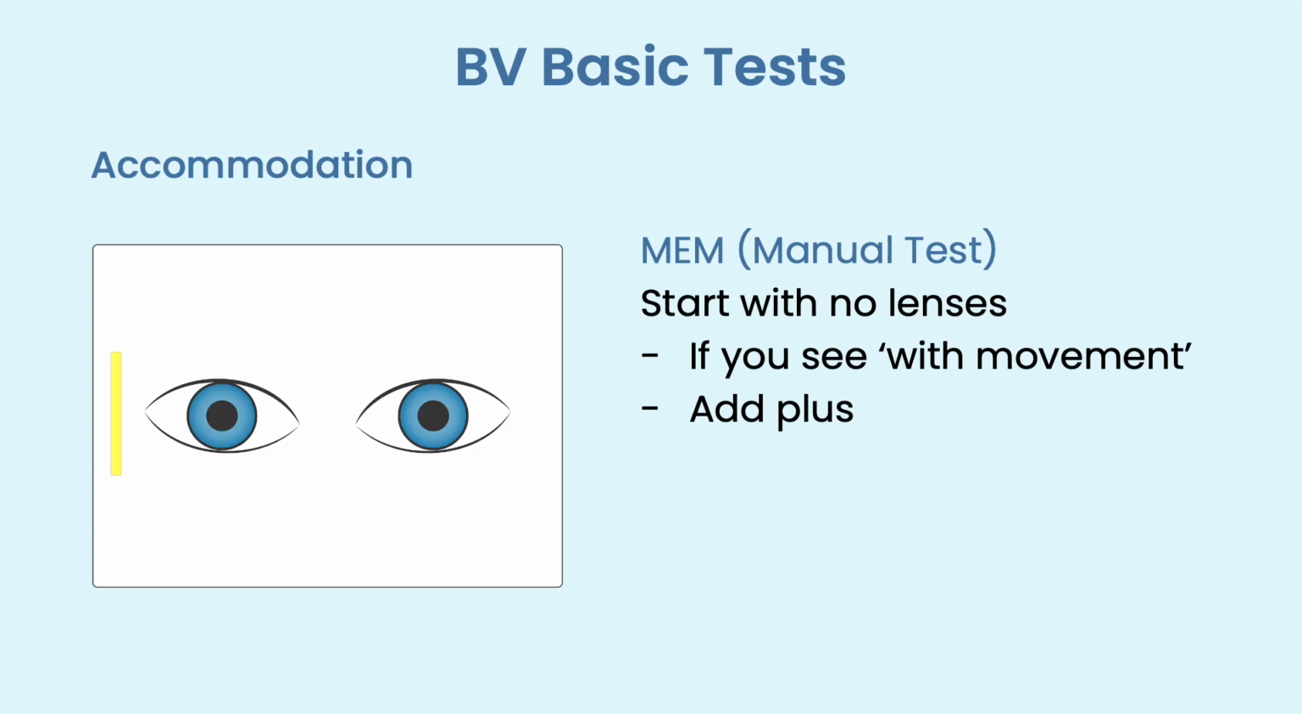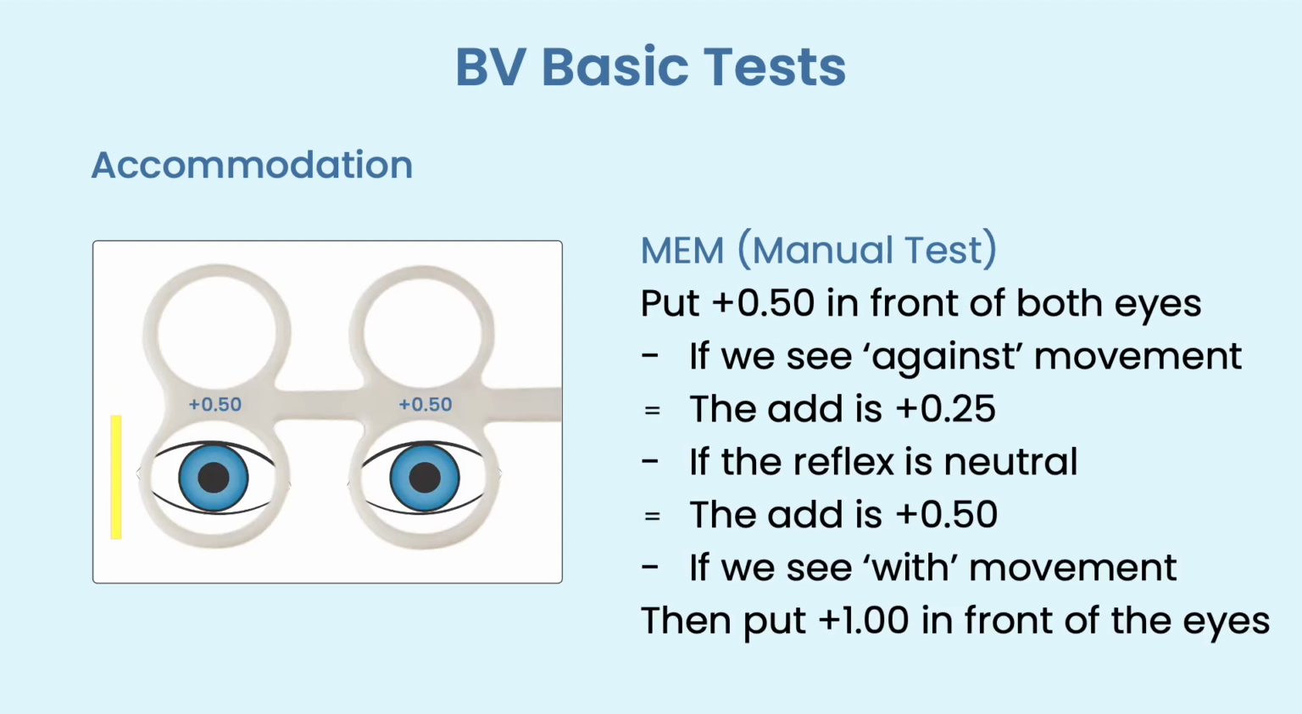Start with no lenses. And if you see a with movement, you have to add plus. Then put the +0.50 in front of both eyes. If you now see an against movement, the add is +0.25. If the reflex is neutral, the add is +0.50. And if we see a with movement, we then go to the next lens, which is the +1 in front of the eyes.